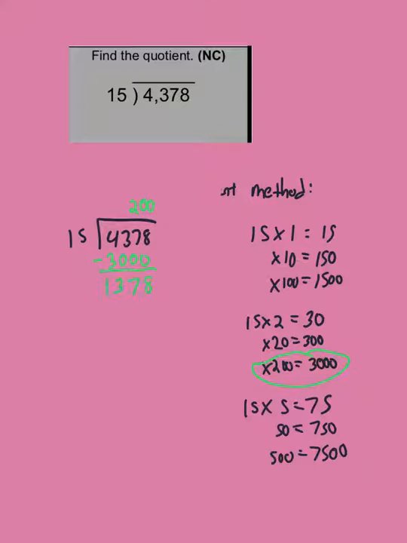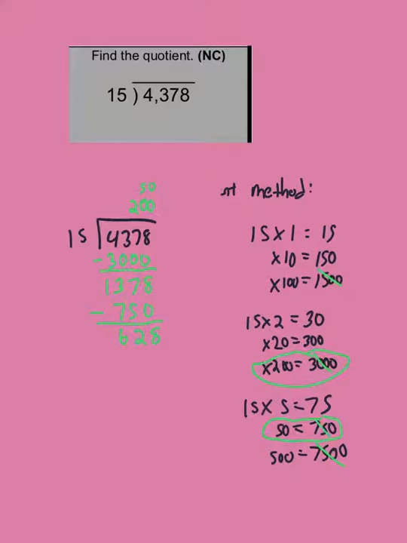So now I'm down to 1,378. So this is too big, too big, too big. So the next one here I'm going to use is 15 times 50. So 15 times 50 is 750. And I'm going to subtract. Get 8, 2, and 13 minus 7 is 6. I'm down to 628. So too big.